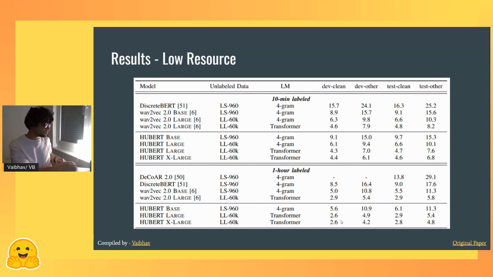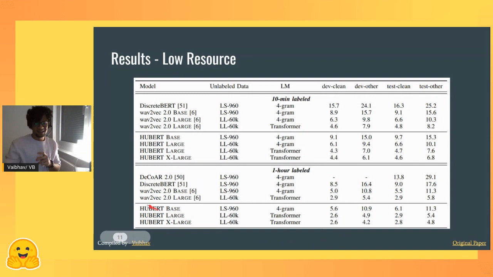Yes, I think you're right. Wave2Vec large is 350 million parameters. Right. Yeah. HuBERT large is 1 billion. Right. Exactly. Yeah. So then HuBERT X large is not a fair comparison with Wave2Vec 2.0 large.